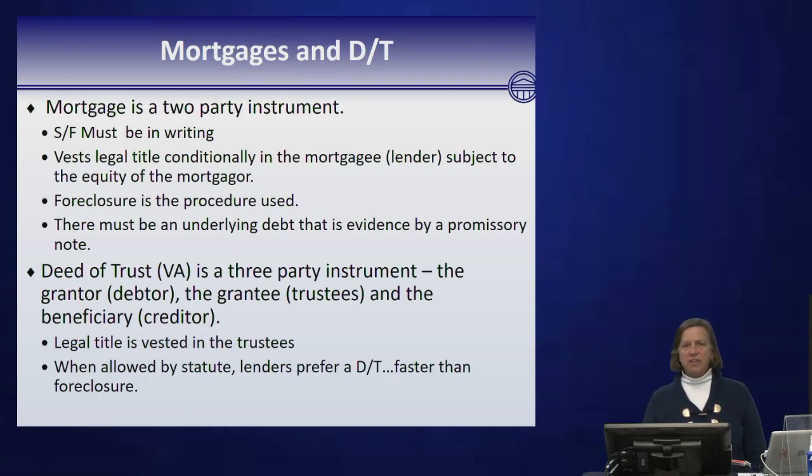In Virginia, we have a law that recognizes deeds of trust, and a deed of trust is a three-party instrument where you have the grantor as the debtor, the grantee is a trustee, and the beneficiary is the creditor. Legal title is actually vested in the trustees until the property is paid for. When allowed by statute, deeds of trust are preferable, in the eyes of lenders, to a mortgage because if the debtor gets behind in payments, it's much faster to recover the property than a foreclosure proceeding.